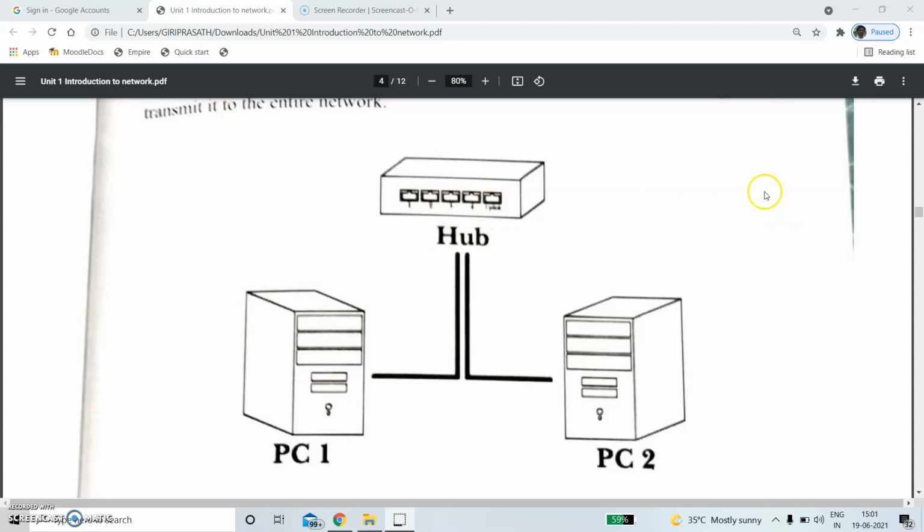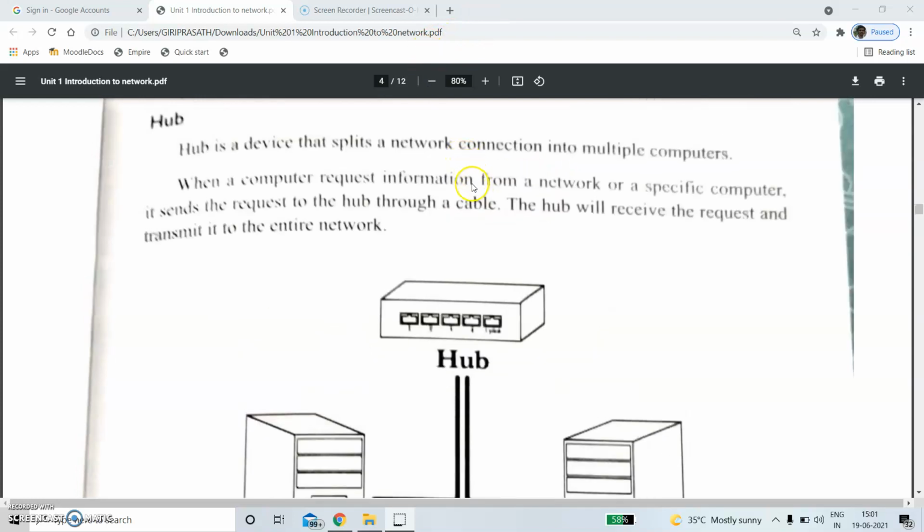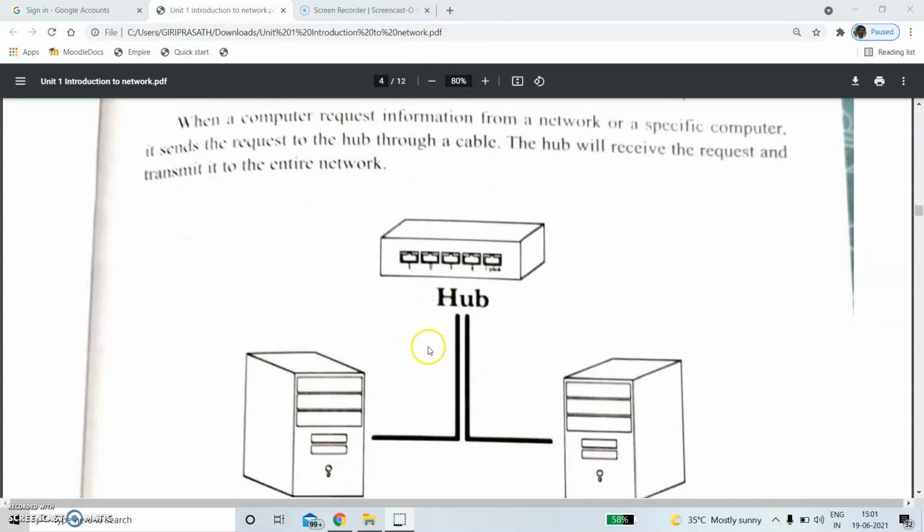Okay, assume that there is some other system in that place. This particular computer acts as a server, and this one is a client, and similarly think that there are n number of computers that want to access the server. By means of the hub they have to access the server network. When a computer requests information from a network or a specific computer, it sends the request to the hub through the cable. Then the hub receives the request and transmits it to the entire network.